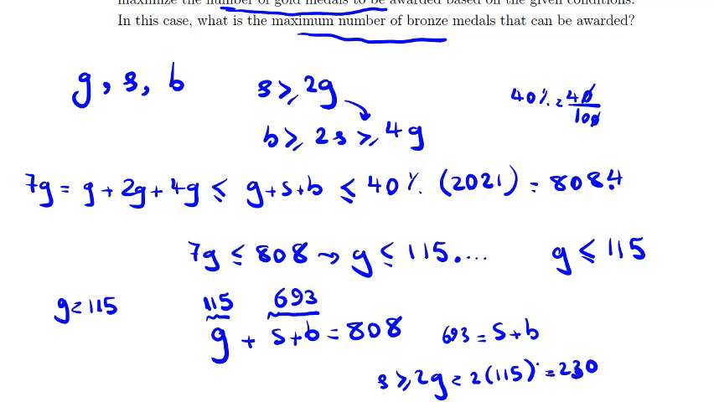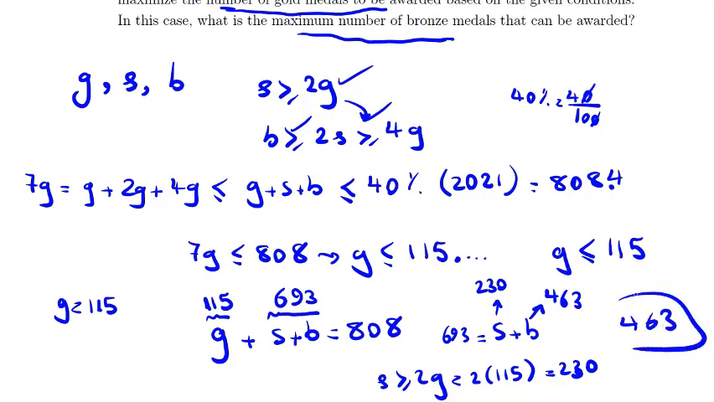So because we want to maximize the bronze medals here, we should minimize S. So if we place S as 230, B will be what? If we subtract, 3 minus 3 is 0, 9 minus 3, 6, 6 minus 2, 4. And if we check, 463 satisfies this condition. So the maximum B in this condition that maximizes G is 463. If you have any question about the solution of this problem or other problems, as I said before, feel free to send a message to my WhatsApp number in the description and comments.